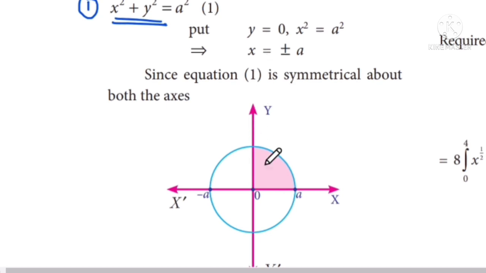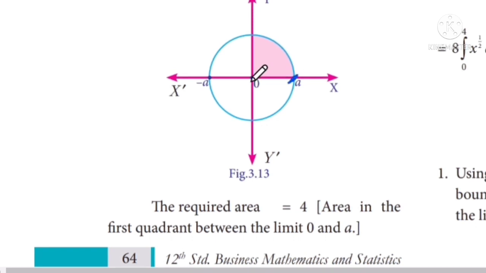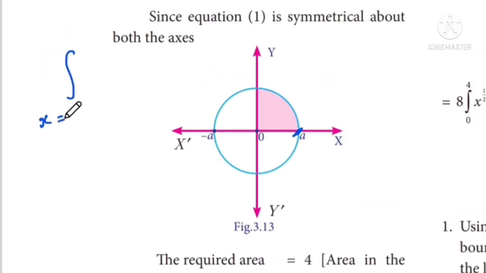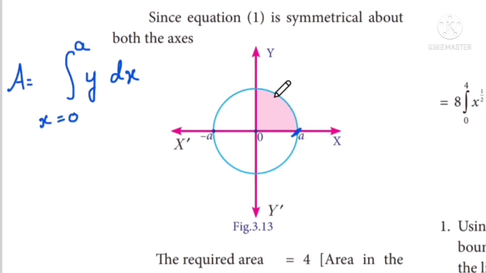Now we have to find the area. The radius is a, so this point is a comma 0. We are taking the x limit, from 0 to a. When you take the x limit, the area formula is y dx, with dx here and y here. So when you take the limit from 0 to a and integrate this curve, you will get only this region.